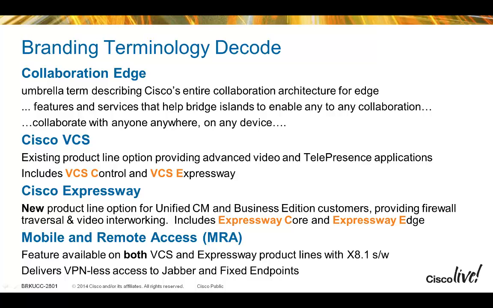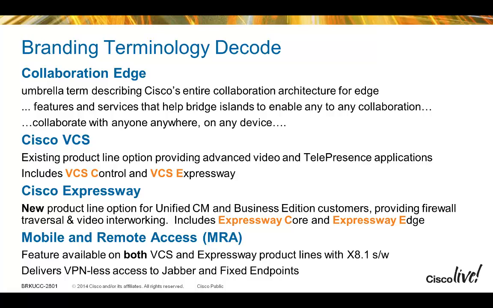And then mobile remote access. This is what we initially started calling Collab Edge as a feature. This is Jabber VPNless access. This is how it's labeled in the product, in our docs. So MRA, you guys, not that I like to push new acronyms, but this one has started to stick a little bit. There's a question back here.